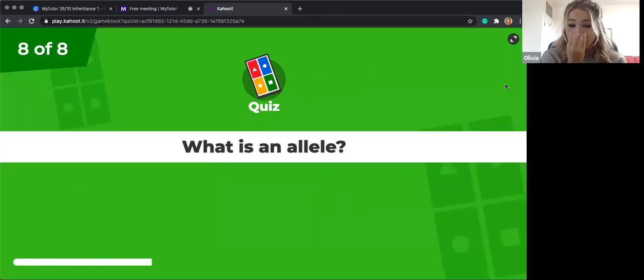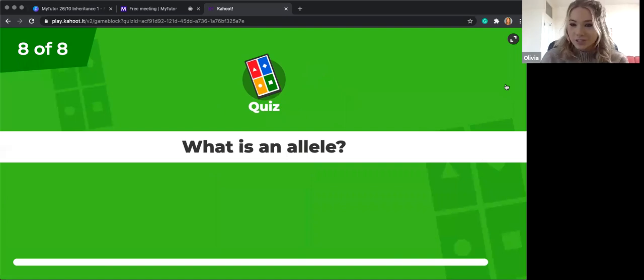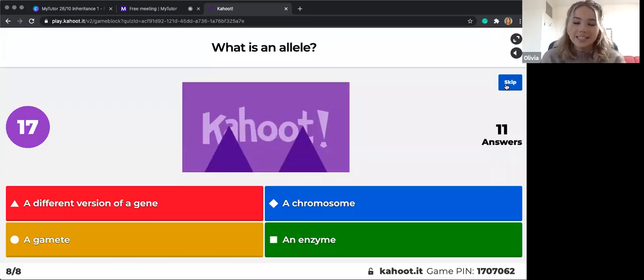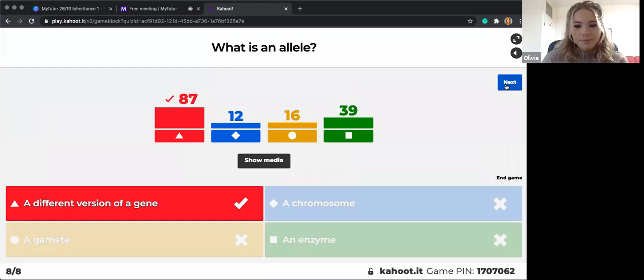Okay, our final question then. What is an allele? This is going to introduce to us what we're doing next lesson. So I'll be interested to see how many of you know what an allele is. The next lesson, we're going to be looking at inheritance. So a different version of a gene, a chromosome, a gamete, or an enzyme. Good, so an allele is a different version of a gene. So that is what we're going to look at next lesson.